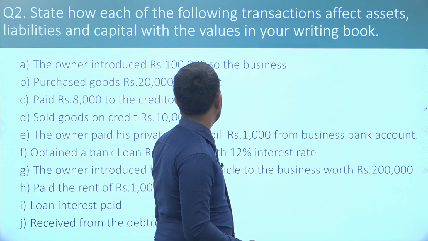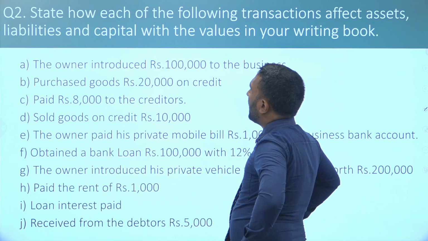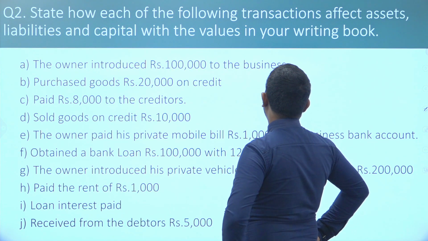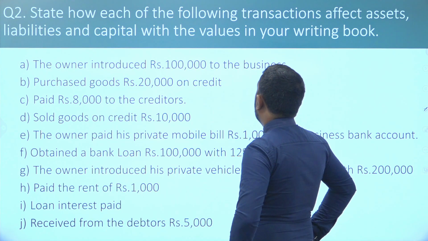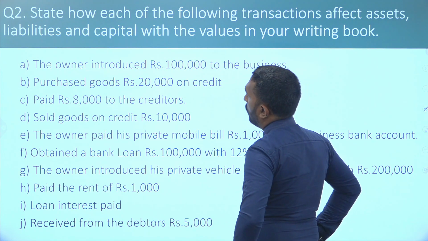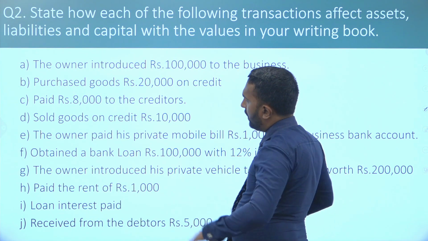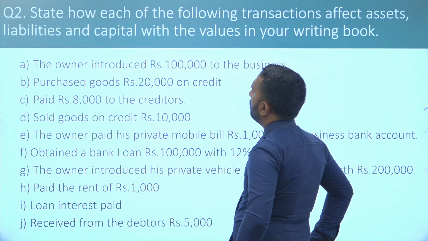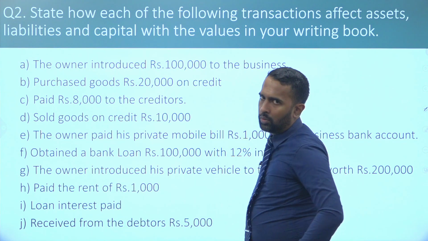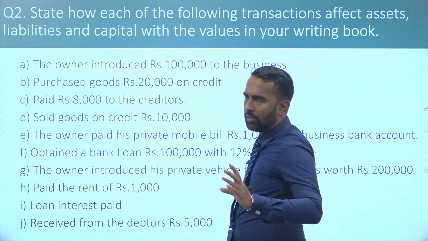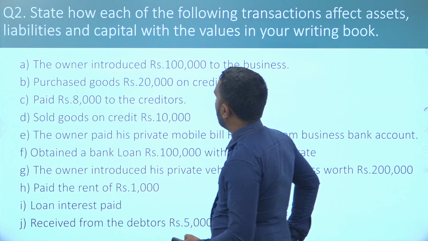So we'll move on to question number 2. State how each of the following transactions affect assets, liabilities and capital with the values in your writing book. So you got several transactions, and we have to state how it is going to impact the basic accounting equation. You know, the basic accounting equation is the assets equal liabilities plus equity. We'll see how it is going to get impacted, right?